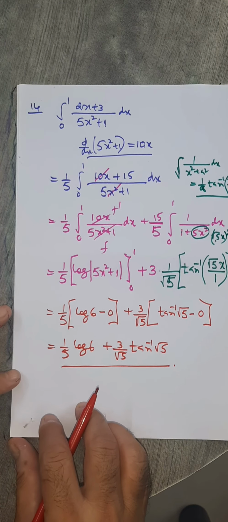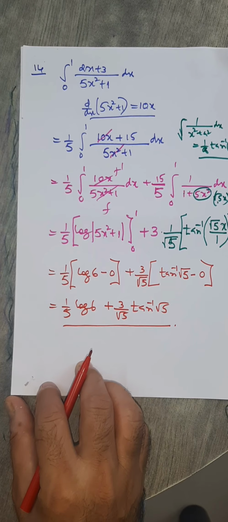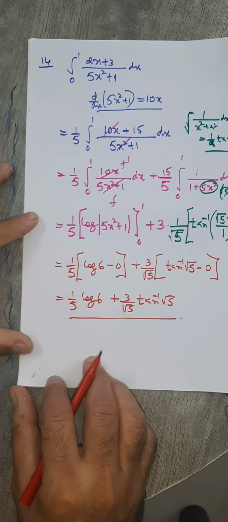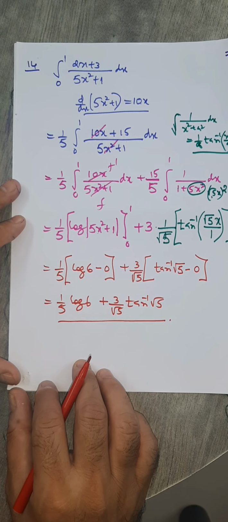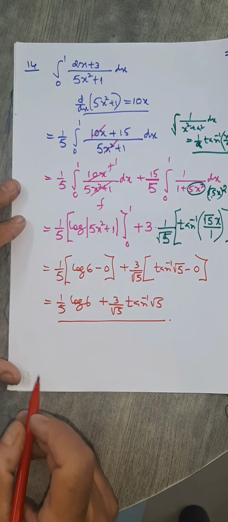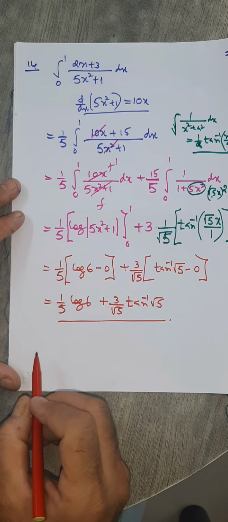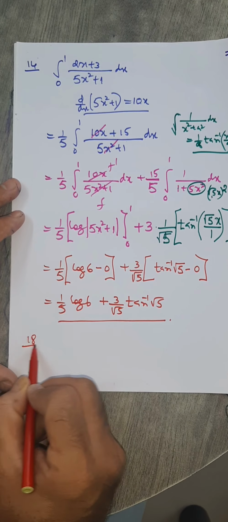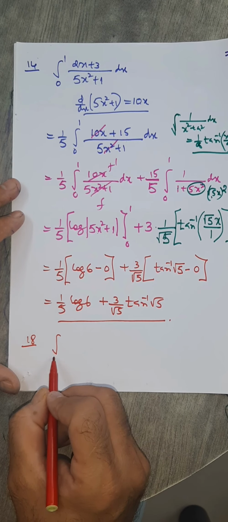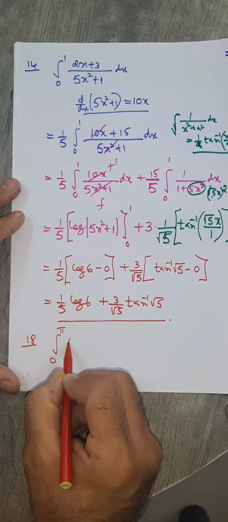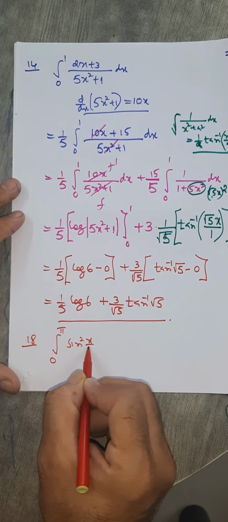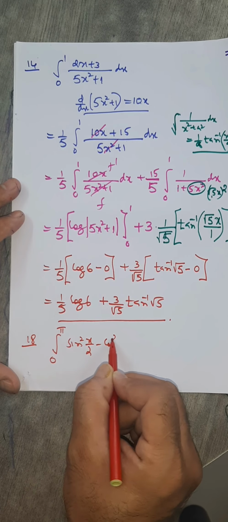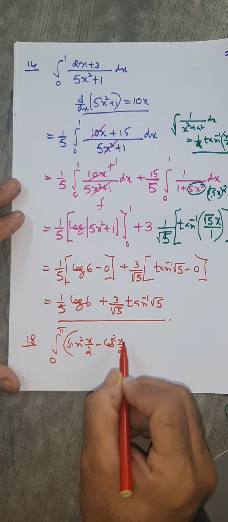Next here, let me go to question number, for example, 18. Question number 18: integral 0 to pi of sine square x by 2 minus cos square x by 2. Right. You must have noticed this is the standard formula.